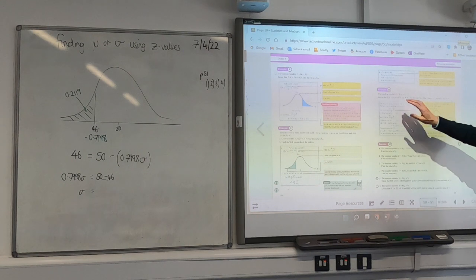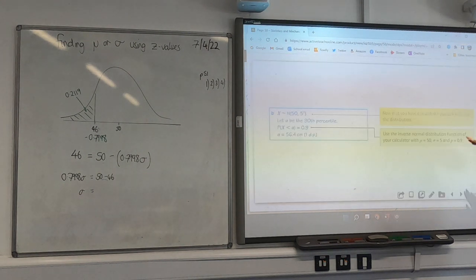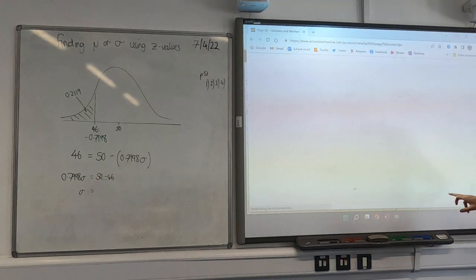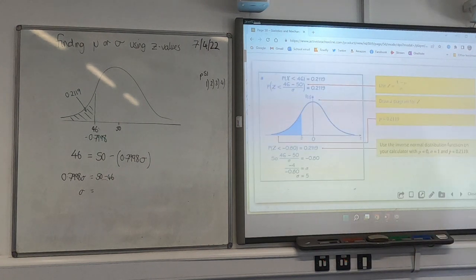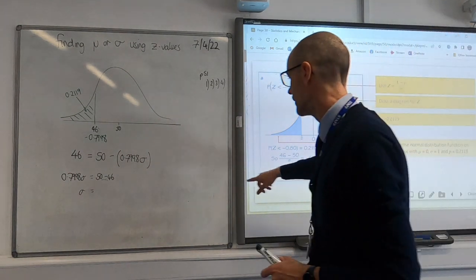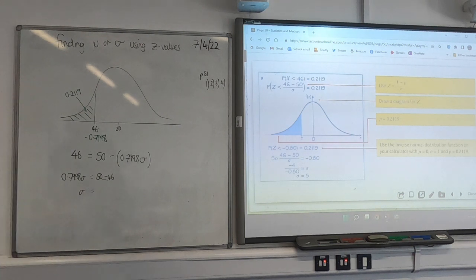Again, sorry, being lazy. Right, so they've, don't know why, they've rounded to 2 decimal places, there we go. Anyway, we get 5-ish.